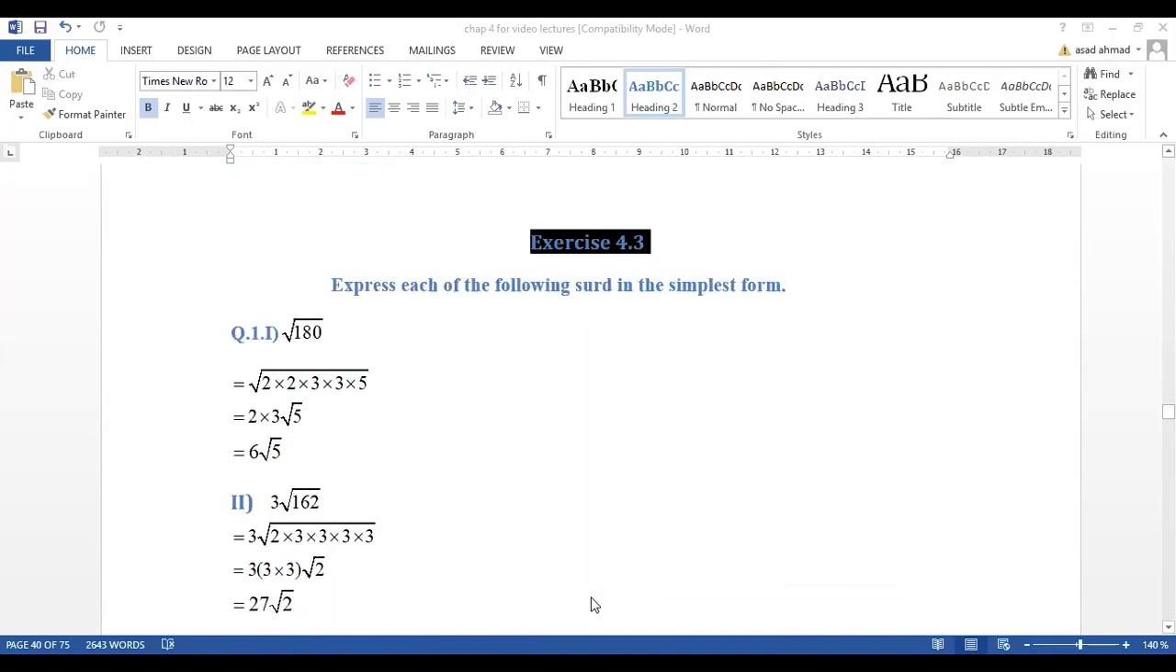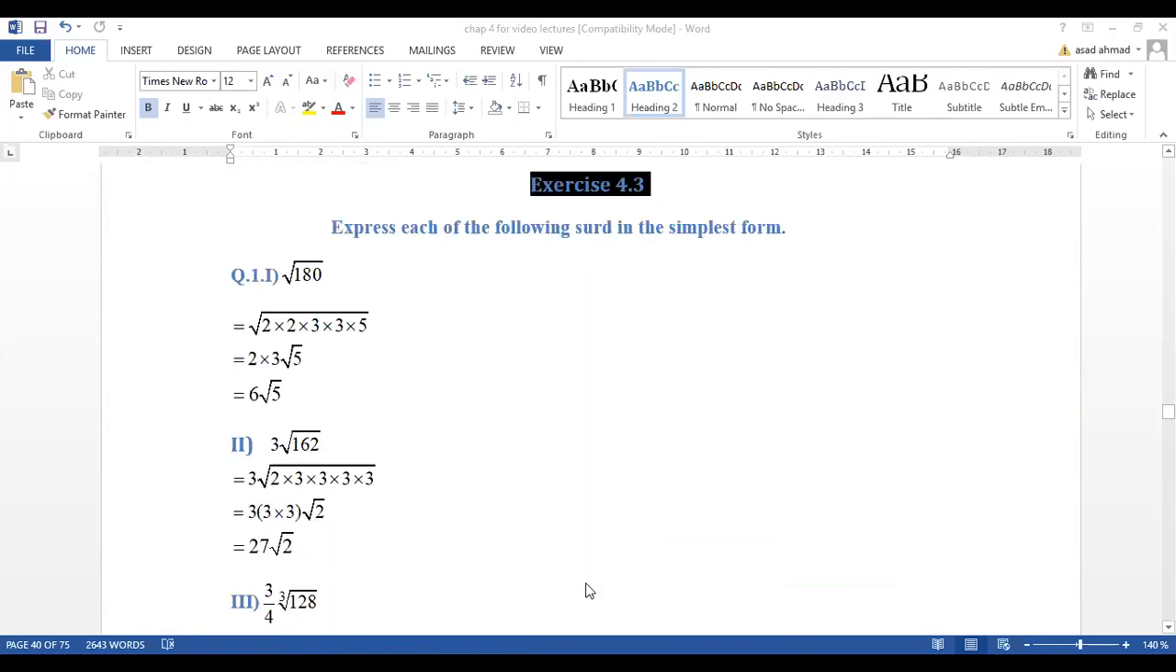This is exercise 4.3. I hope everybody can see it. The first question is: express each of the following surds in simplest form. The procedure will be very simple. You can do it in two ways. The first one, I would explain on the page, with this number 180. So look at the page, then I will explain. Basically we are converting, or writing.